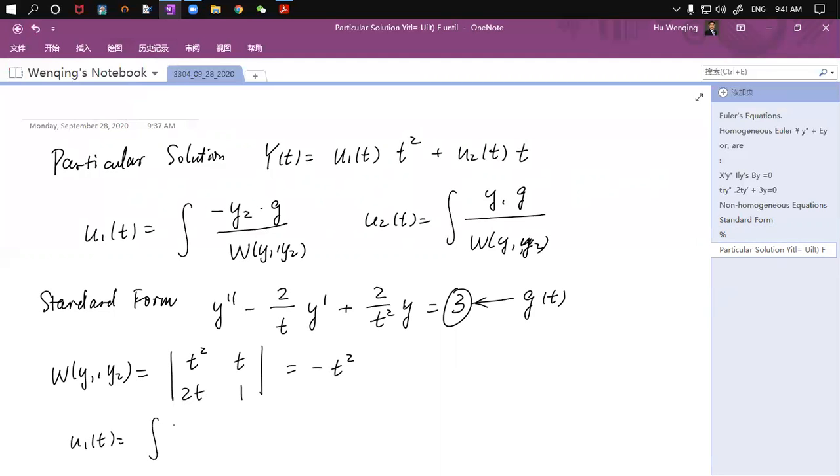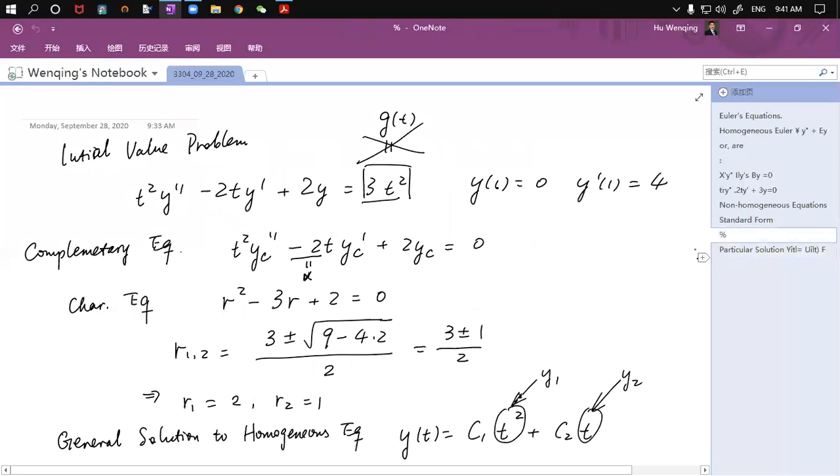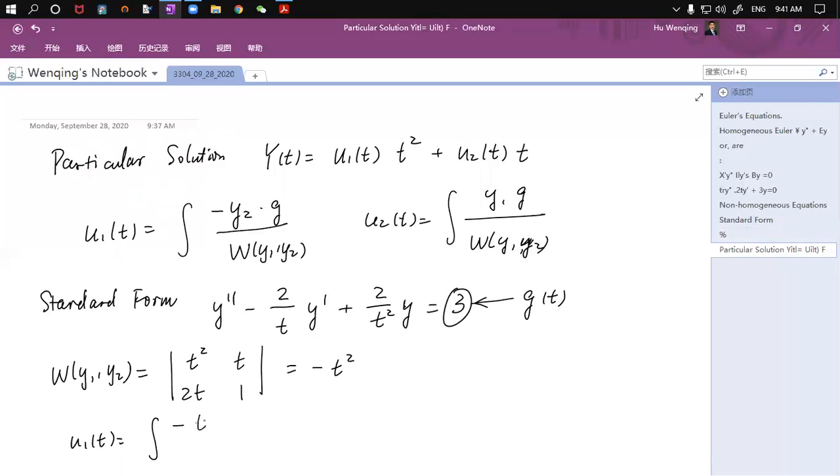With all this at hand, you can calculate u1 of t, which is equal to the integral of minus y2 times g divided by the Wronskian. Y2 is equal to t, so minus t multiplied by g, which is 3, divided by the Wronskian, minus t squared. So that's actually t over t squared, the integral of 3 over t. So that's 3 times the logarithm of t. Is that good, family?